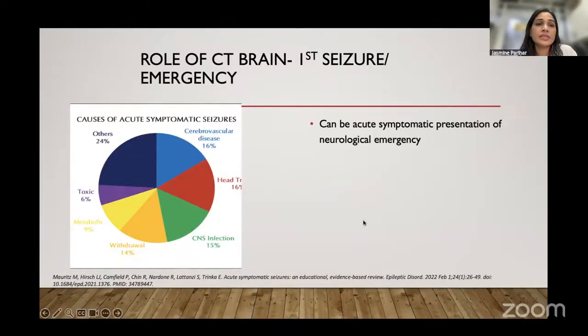So in the first seizure, if the patient presents to the emergency, there can be a multitude of causes. It might be a cerebrovascular disease, that is stroke, or it can be head trauma. It can be a brain infection like tubercular meningitis or a tuberculoma, or it could be a metabolic cause or a toxic cause. So you can see here that a cerebrovascular disease or head trauma or CNS infection may be picked up by CT scan. So doing a CT scan in the first seizure is very well justified.